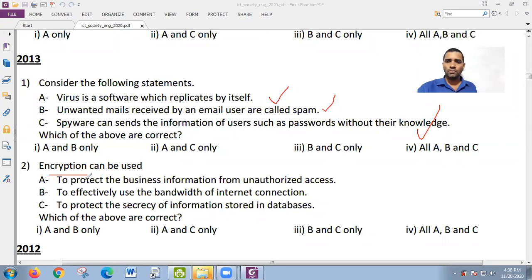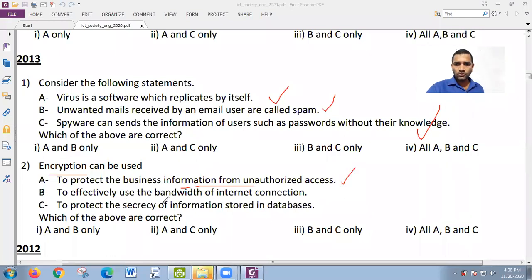Come to the question now. Encryption can be used, first one, to protect the business information from unauthorized access. Yes, you have business information in your PC, in your mobile phone, so unauthorized access is possible. So if it is encrypted, it is protected, right? So that is correct.